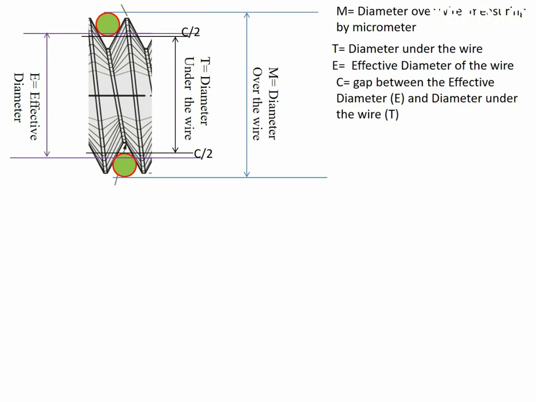And we consider capital T is the diameter under the wires, capital E is the effective diameter, and capital C is the gap between the effective diameter and the diameter under the wires. Here the gap will be C by 2 for each of the wires. Then the relation between E and T is E equal to T plus C, and we know that the relation between T and M is M equal to T plus 2D. Here D is the diameter of the wire.